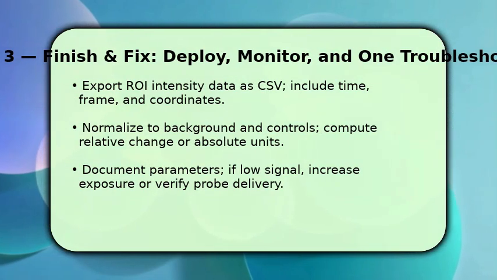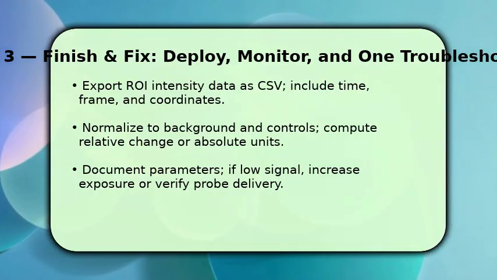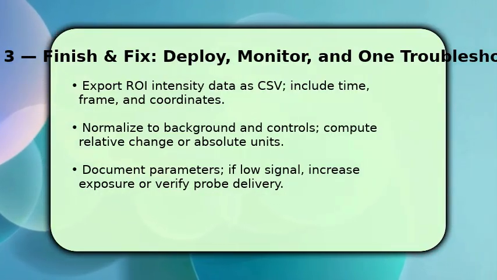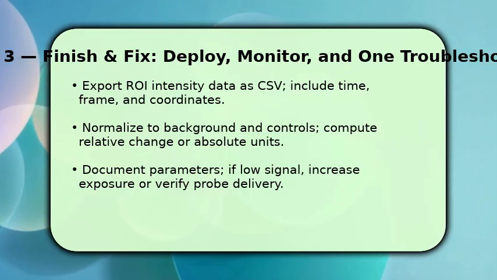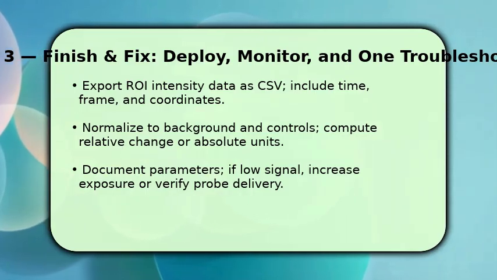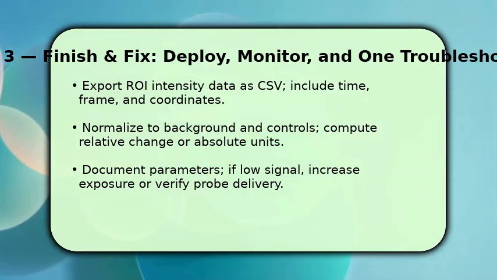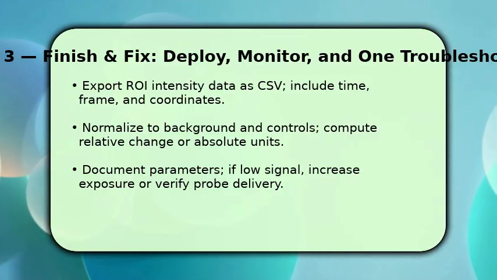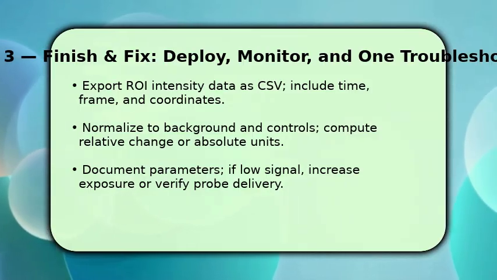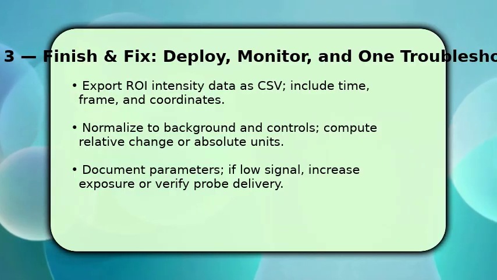Finish by exporting the circular ROI intensity trace as a CSV, including frame index, time, and centroid coordinates so you can reproduce the analysis. Then normalize those values to background and to control samples so you report relative change or convert to absolute units if you have calibration. Make sure to document every parameter, radius, exposure, thresholds, so others can replicate.